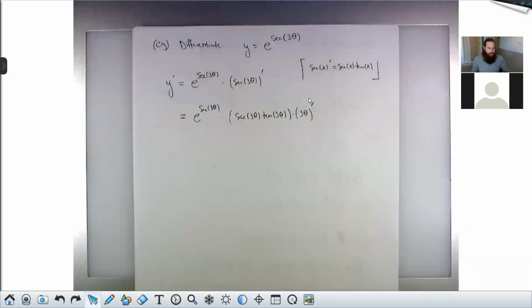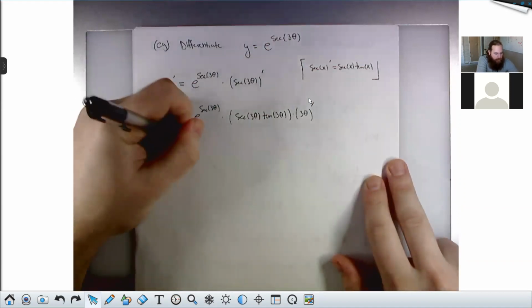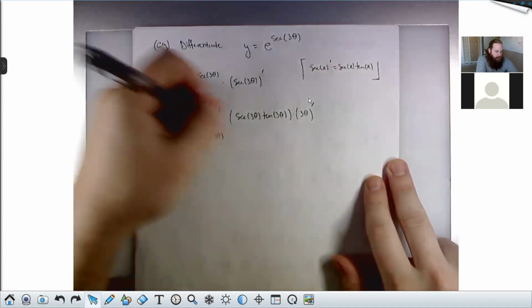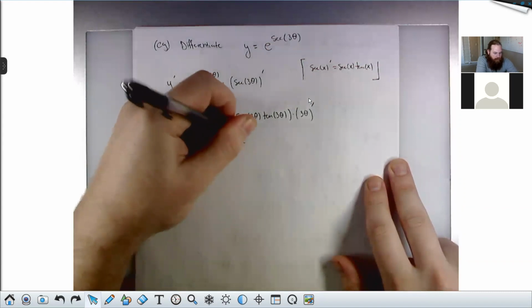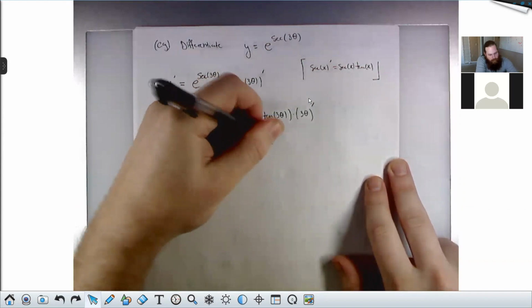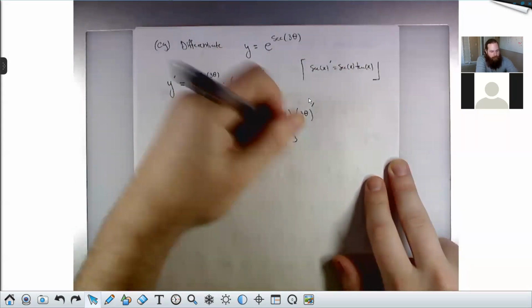And then my last derivative will be priming this 3 theta. If I differentiate 3 theta, it's like differentiating 3x. I just get 3. So this is e raised to the secant of 3 theta times secant 3 theta tangent 3 theta times 3.